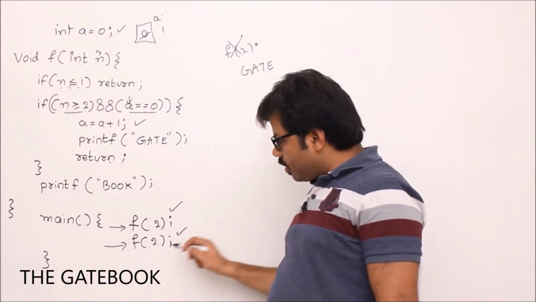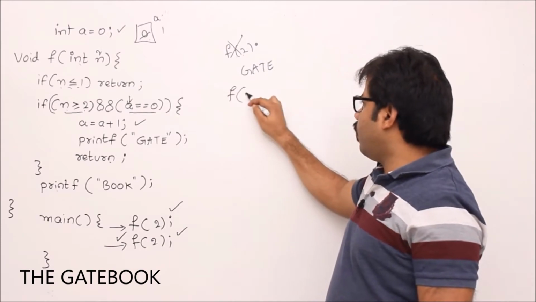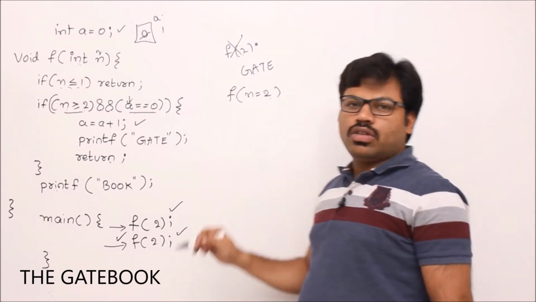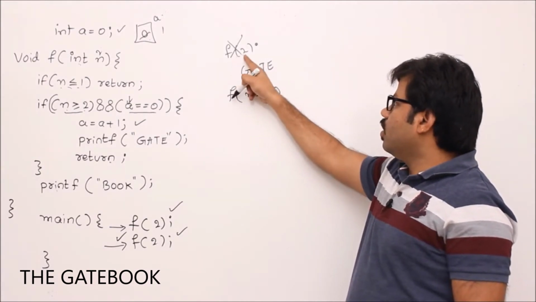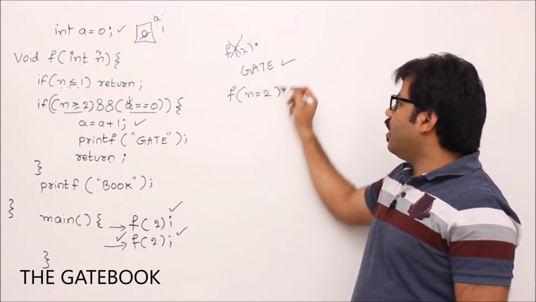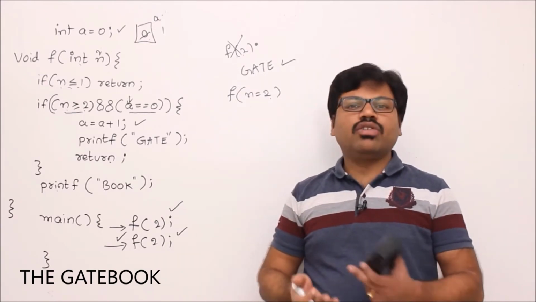Then control comes back to the next line. What is that? Again f of 2. Let's open a new function call f of 2 where n value is 2. Same code. Then you think, sir, when we called it the first time with n value 2, we printed gate. If I do the same thing, then it should print gate. So why do you get a different answer?